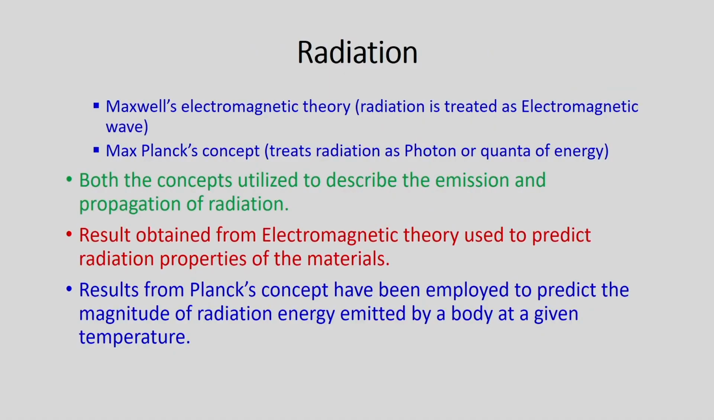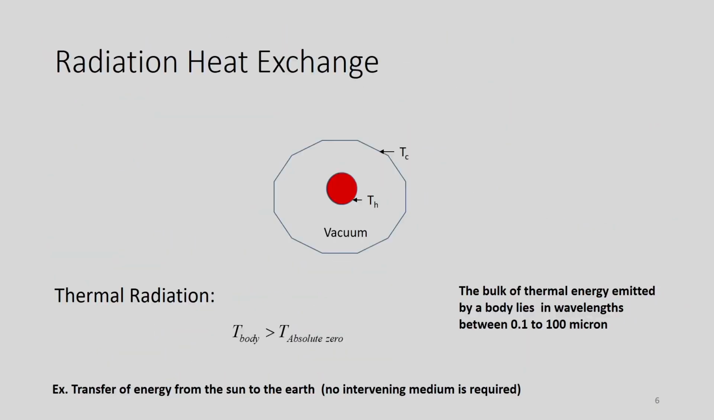So, these two theories are primarily utilized to understand the radiation propagation from Sun to the Earth's surface. Let us take an example on radiation heat transfer. So, here what I mean to say is how this thermal radiation is propagated.